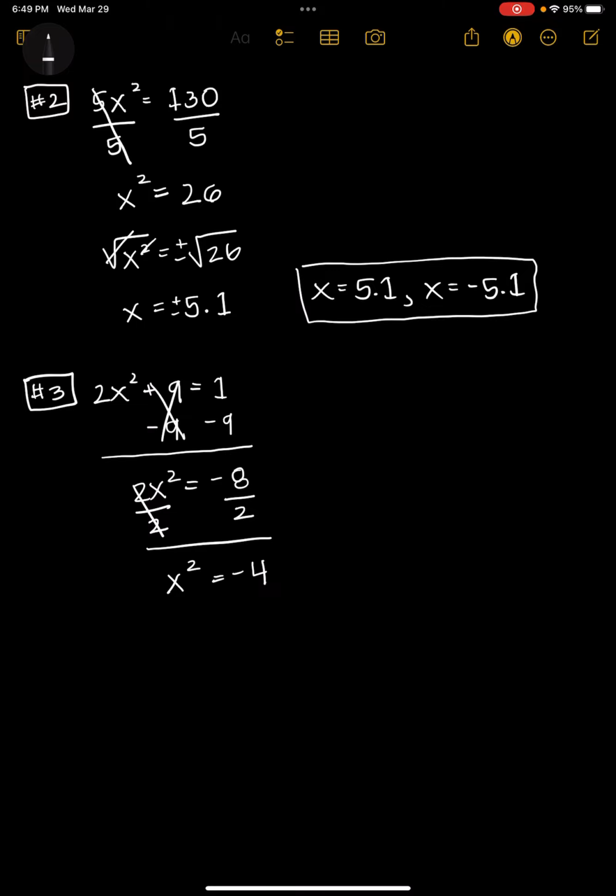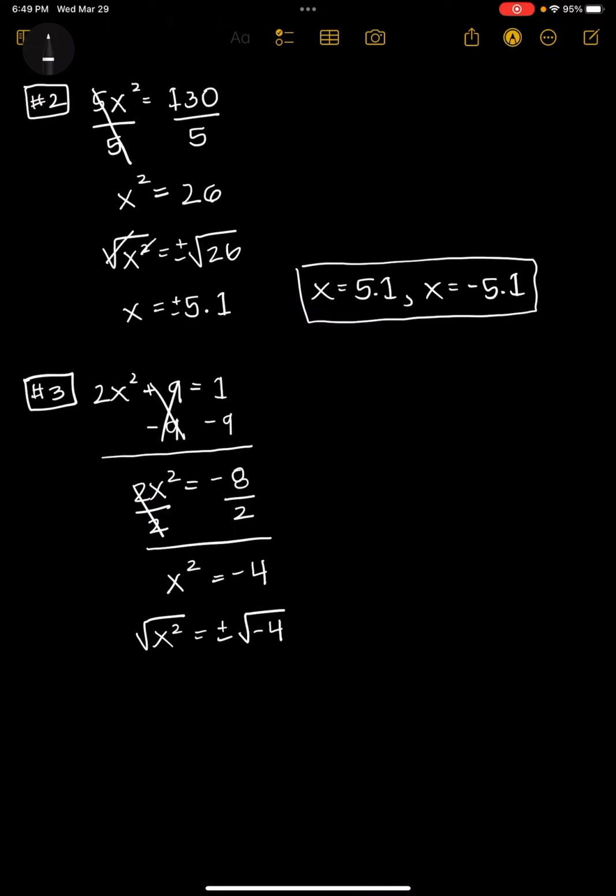All right, so once we get the x squared by itself, we're going to square root each side. We're going to have the square root of x squared equals plus or minus the square root of negative 4. Now, potentially you know that the square root of positive 4 is 2, but when we try and square root a negative number, it doesn't work. You can even try it in a calculator. When you plug in the square root of negative 4, it's going to give you an error.